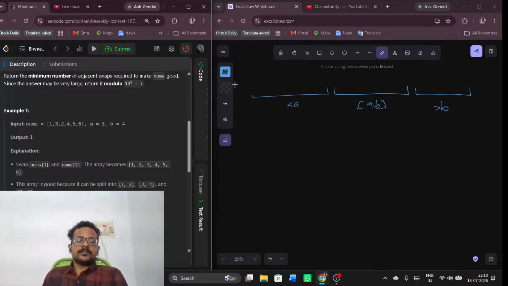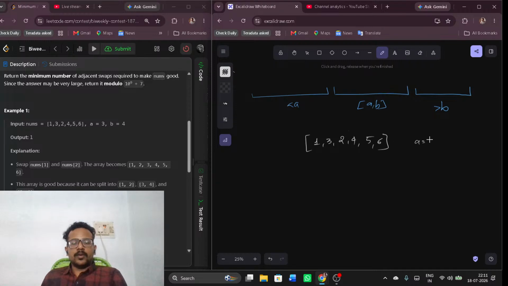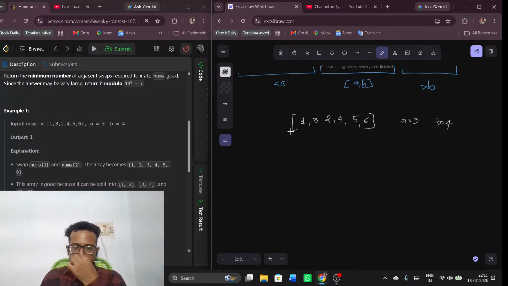Let me tell you, here I have 1, 3, 2, 4, 5, 6. A is equal to 3, B is equal to 4. Let me name it as type 0, type 1, type 2. Anything which is less than A should be type 0. Is it less than A? Yes, type 0. Is it greater than or equal to A and less than or equal to B? Yes, so it is type 1.